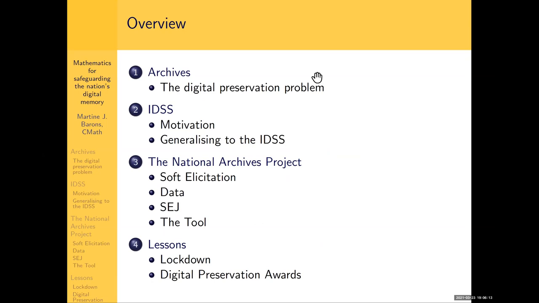How we did the model building and where we got data from, structured expert judgment and so on, and the outputs for the tool. And then I'm going to finish up with a few lessons that we learned, lessons from lockdown, and also that we were nominated for the Digital Preservation Awards.